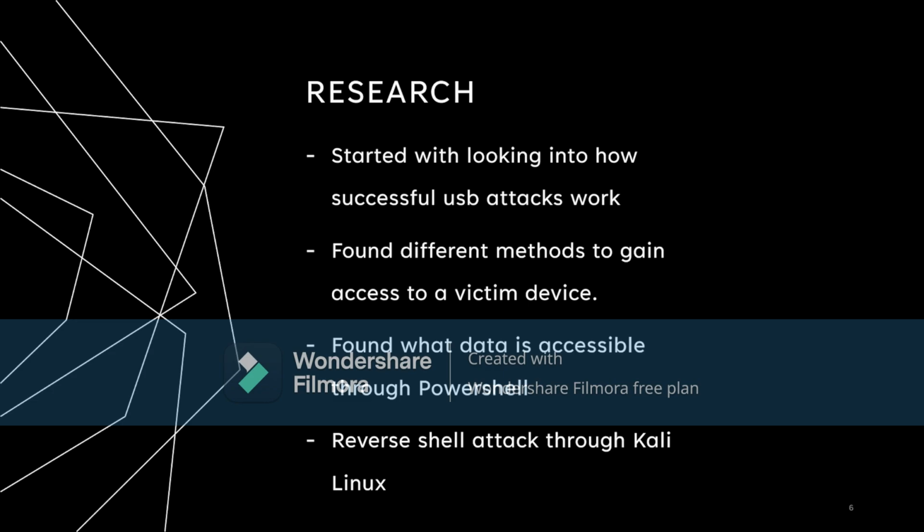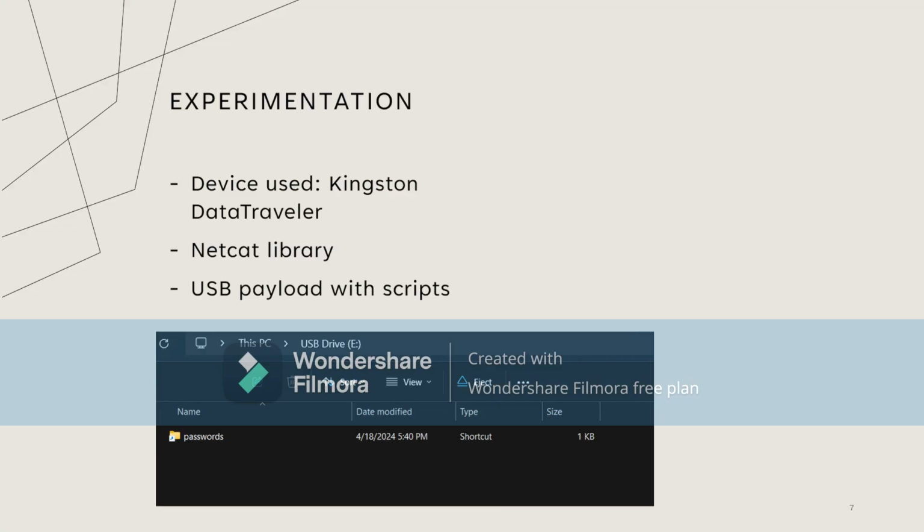After I decided to use Netcat, I looked into different kinds of data that's accessible through PowerShell. For this, I just chose something a little bit more simple, which is getting the victim's Wi-Fi information and passwords. Experimentation. So I decided to use Netcat for my endeavors.